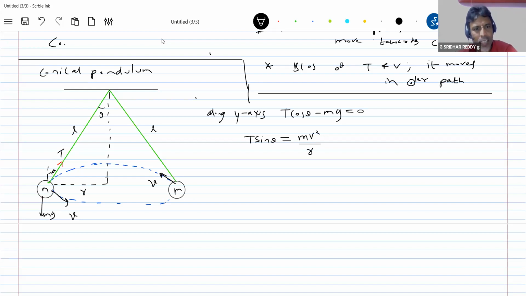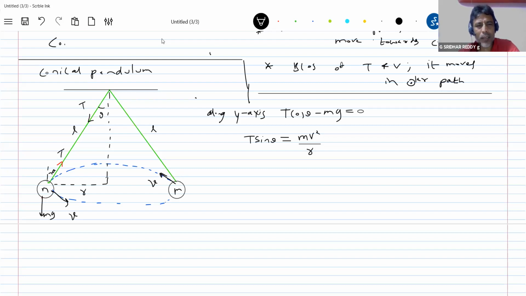What is T? T is a tension. I'm making clear, T is a tension. Don't write T sine theta minus mv square by r. It's a wrong thing. Who will provide centripetal force? Tension provides required centripetal force. This is the basic idea.